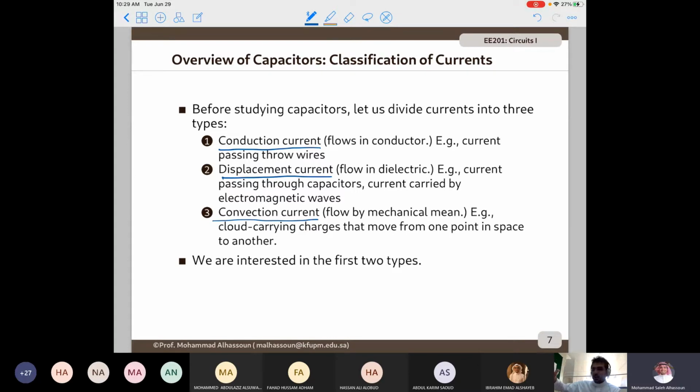It's not doable, but imagine that you have a bag of charges and you move them from one point to another. By the definition of the current, this is a current because charges have moved from one point in space to another. An example of this is a cloud carrying charges that move from one point to another. In this lecture, on this course, we are interested in these two, the conduction current and displacement current.